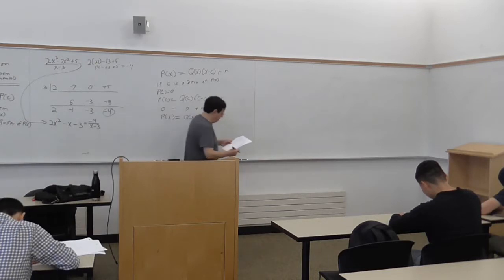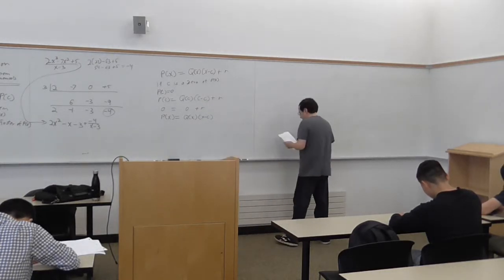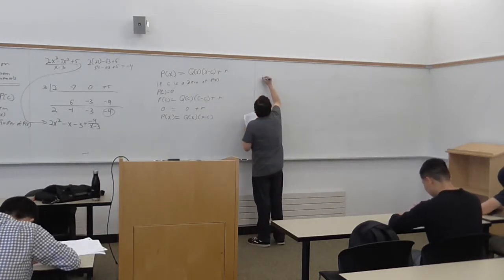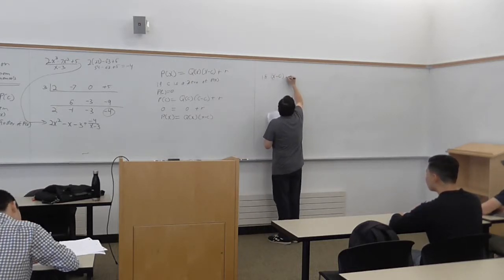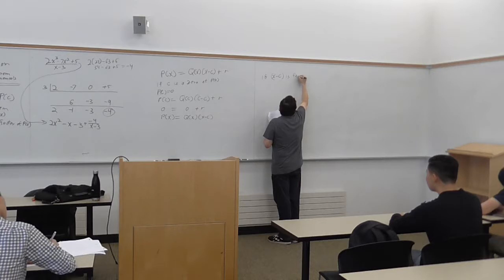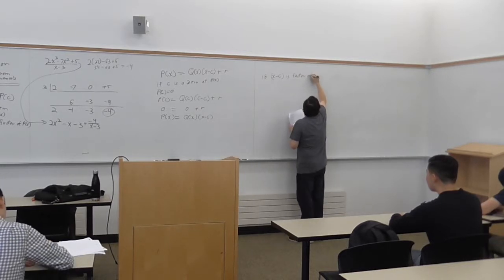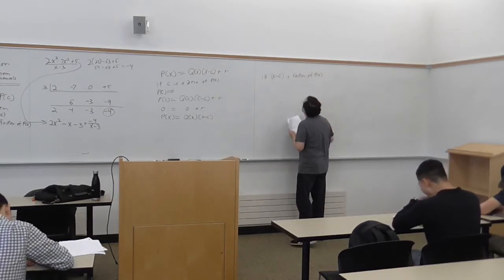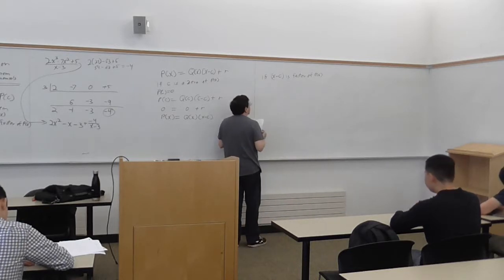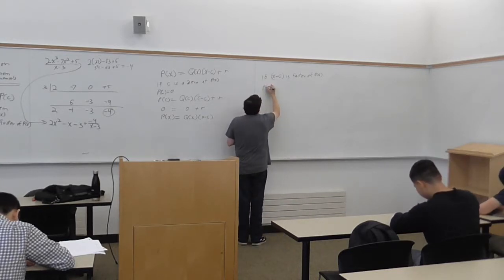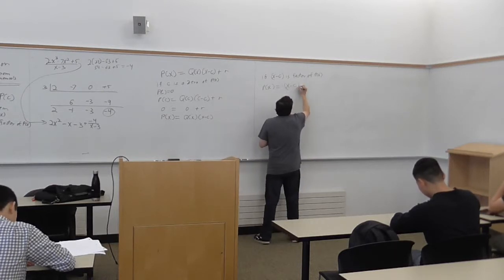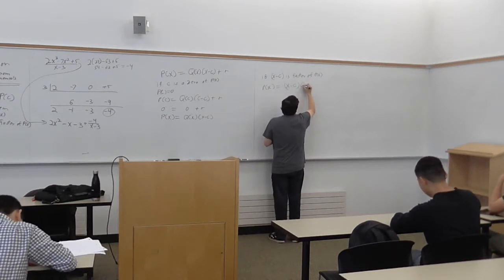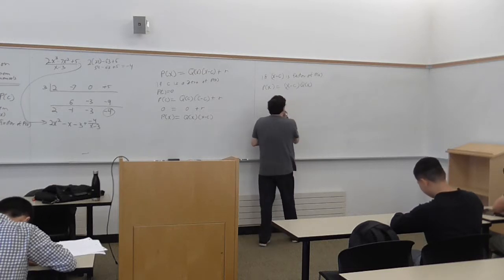We have to start the other direction. What if X minus C is a factor of P of X? So how would I write that? I would say, well, P of X is equal to X minus C times some other polynomial, Q of X. Right?